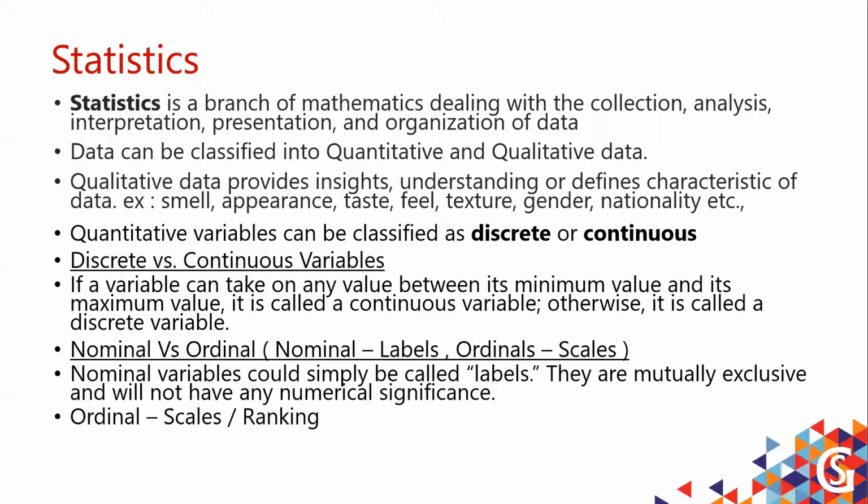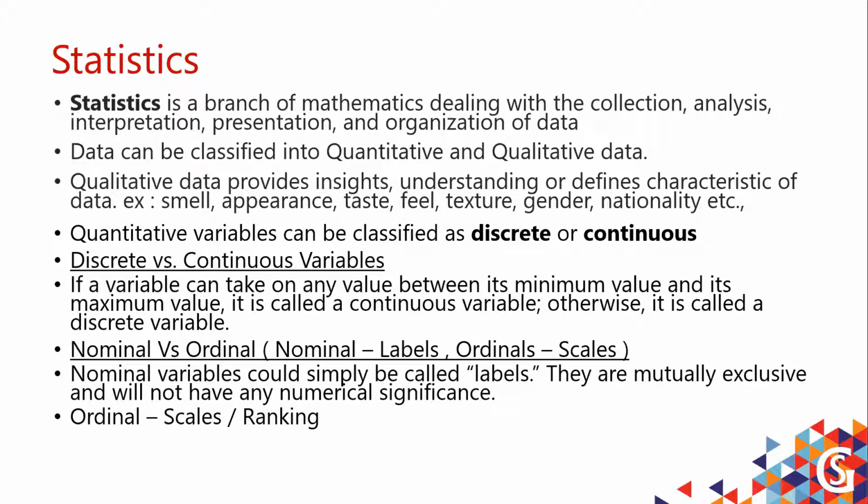Like if you taste the food, you're getting the insights of the food. The food might be sour or it might be sweet and so on. So that is the qualitative data. You can define the gender, the nationality, or the texture, the feel, the smell of the food, or the taste of the food, etc. So that is qualitative. Anything which comes into the categorical variables, under the physical appearance of any object, can be classified as the qualitative data.